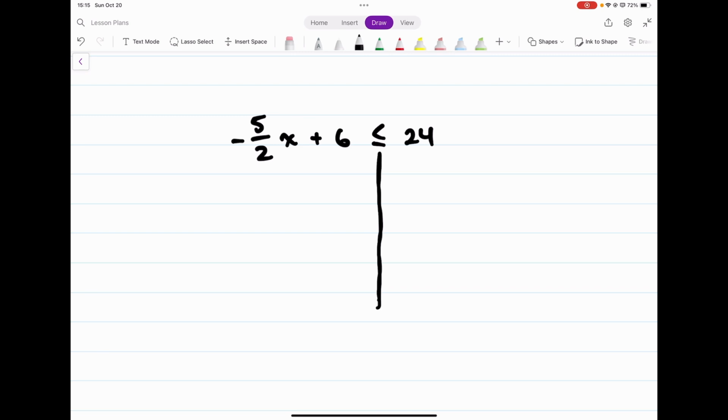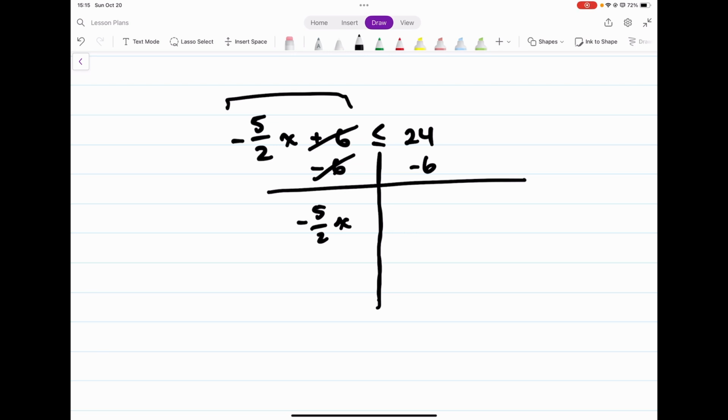Start with the line to divide. Remember that you're trying to isolate for the x, so you work with this side right here. Minus 6 is where I'm going to start to get rid of that 6 there. I have the minus 6 on the other side. I'm going to be left with negative 5 over 2x. You could see that I'm slowly isolating this, right?